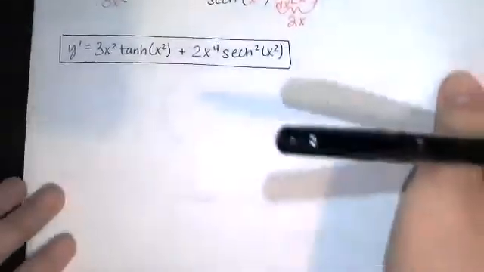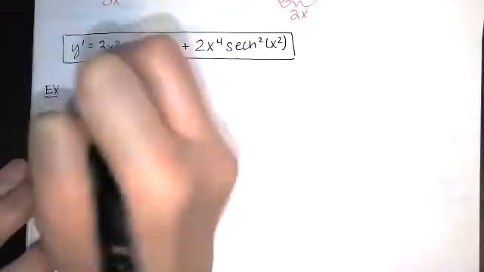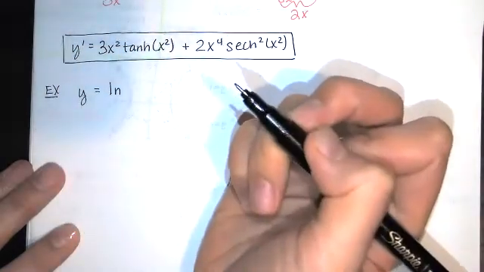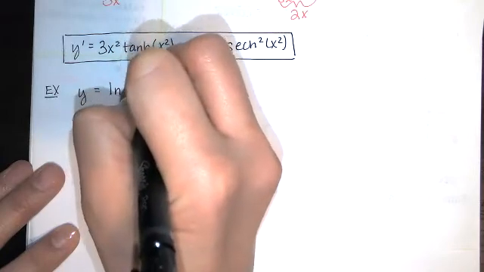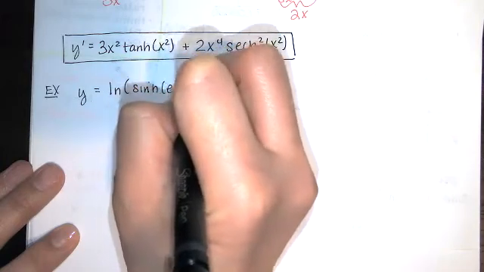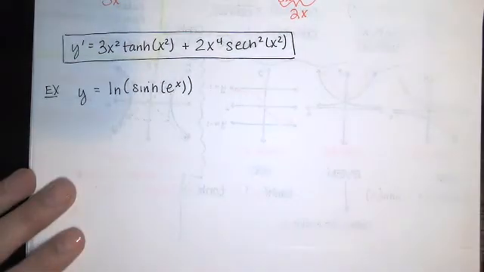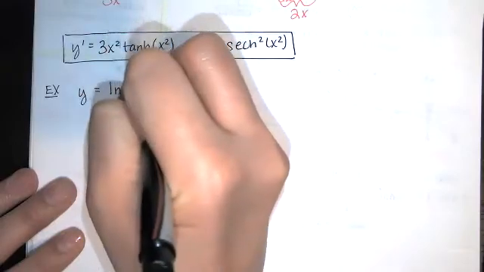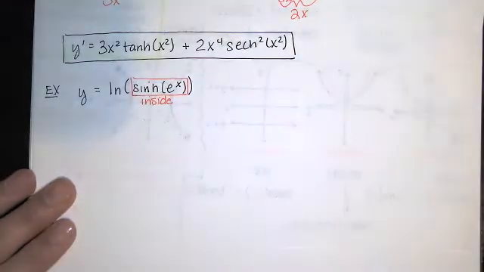Let's do another one. Let's say we want to find the derivative of natural log of, let's say, hyperbolic sine of e to the x. So this is going to require using the chain rule twice. I've got an inside function here. Now remember, whenever you're doing the chain rule, you have to identify the outside function first.